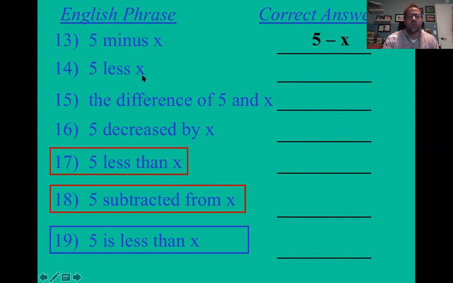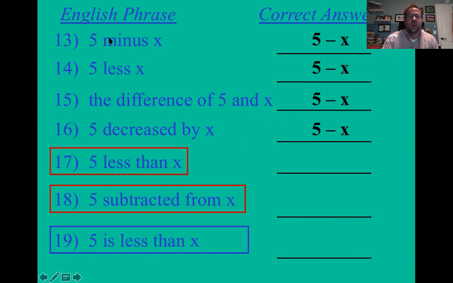Okay, number 14, 5 less x. It doesn't have the word "than" in it. It's just 5 less x. So that would be 5 minus x. Okay, number 15, the difference of 5 and x. And that's a subtraction problem. What came first? The 5 followed by the x. So 5 minus x. Number 16, 5 decreased by x. So that would be 5 minus x.